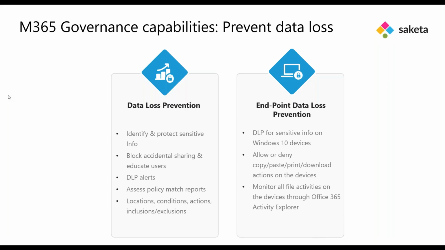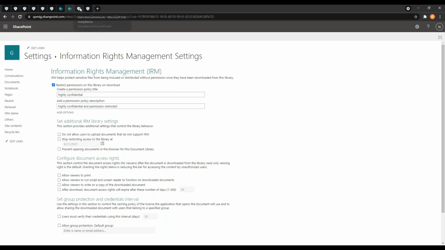So data loss prevention policies in Office 365 help prevent the unintentional sharing of sensitive items. That means when a data loss prevention policy is in place, you can identify, monitor, and automatically protect sensitive information from being shared to unauthorized users. Let's see it in a demo.